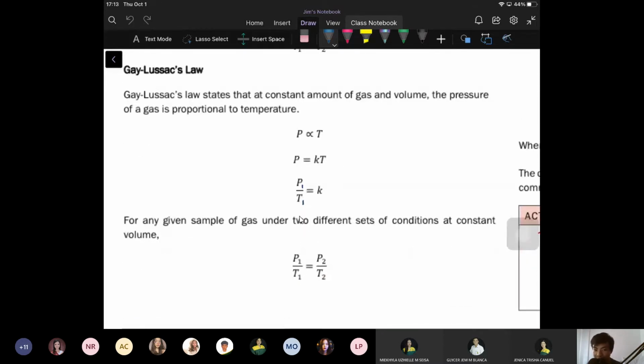Ayun, kasi ako ginagamit ko PBNRT lang, tapos tinatakpan ko lang yung mga hindi kailangan. So, ganun yung life hacks ko.